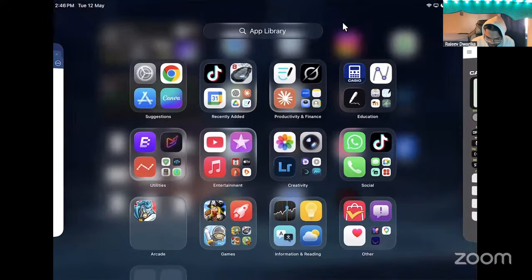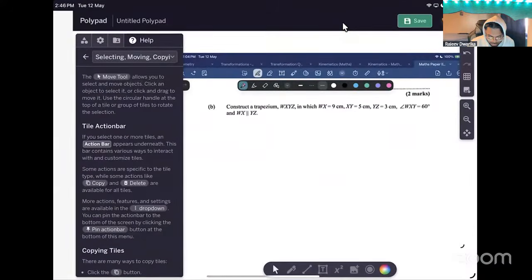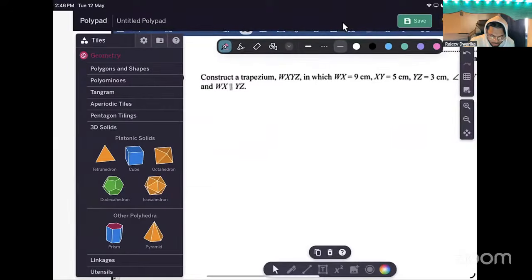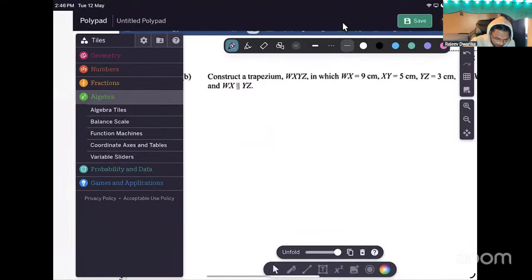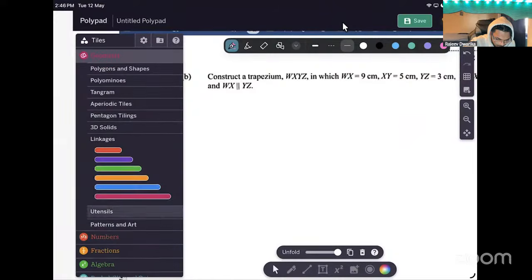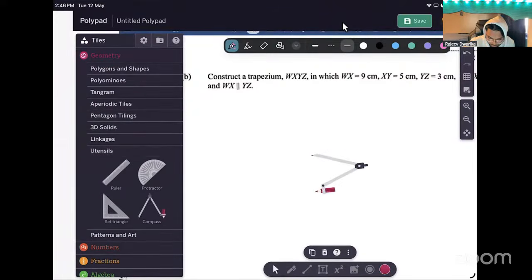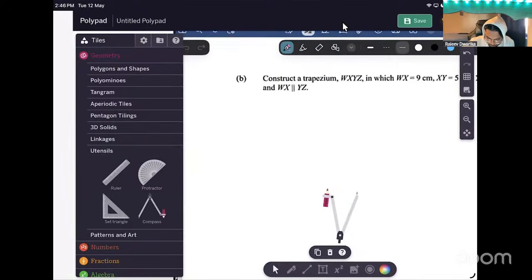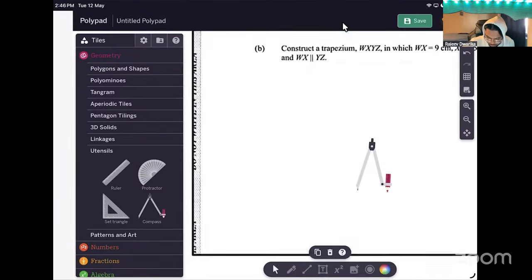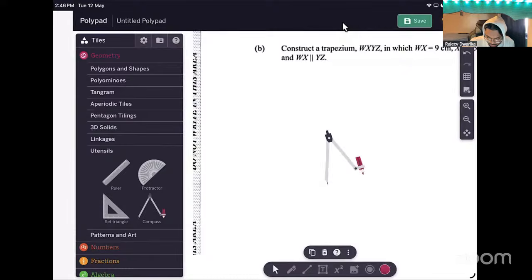So I have a polypod here. Right? So let me get the utensils quickly. Geometry utensils. I have a compass here. Pick up the compass one time. That I always call that. Right?